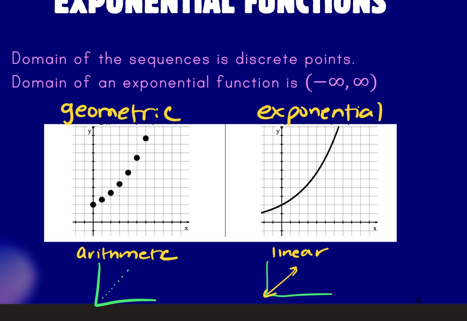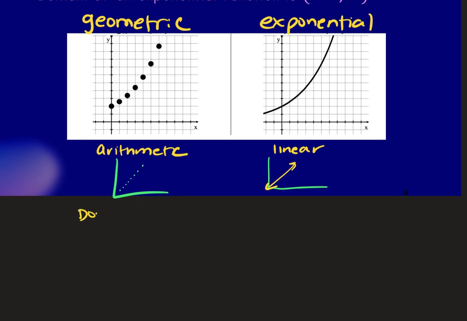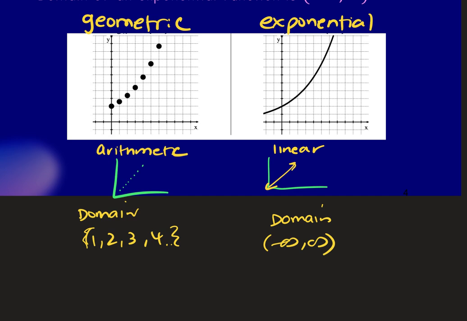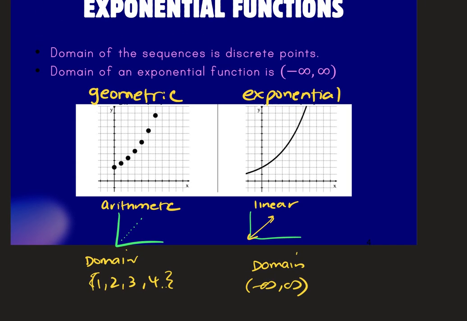Okay, the domain of sequences is going to be a list of discrete points. So if I was to list the domain of this, it would be like 1, 2, 3, 4, and so on, okay? And obviously if I'm giving the domain of my exponential or my linear function, then it's one interval from negative infinity to positive infinity. So that's also a difference.